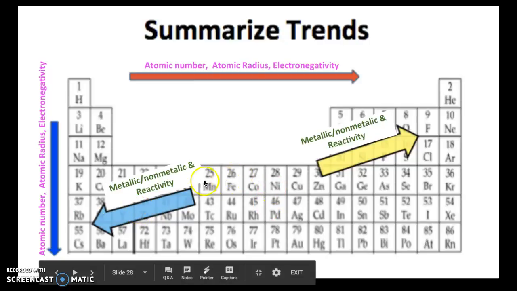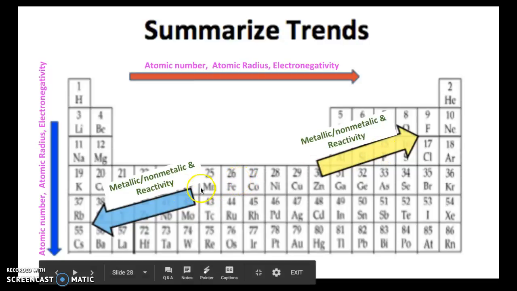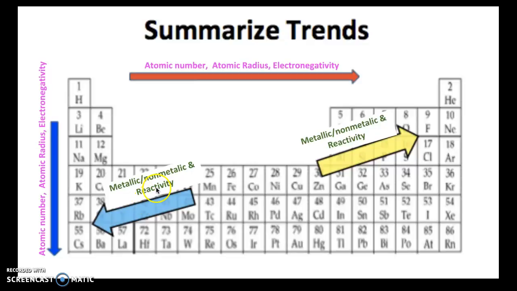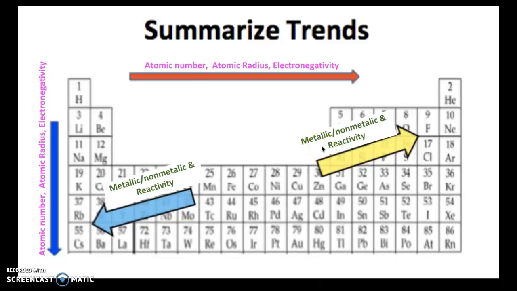Now for the qualitative trends, remember, instead of going straight across and down, they go from corner to corner. So for these trends, you're going to identify whether the metallic or non-metallic character, and reactivity, increase or decrease as you go across. So you're just going to summarize what you have learned so far.